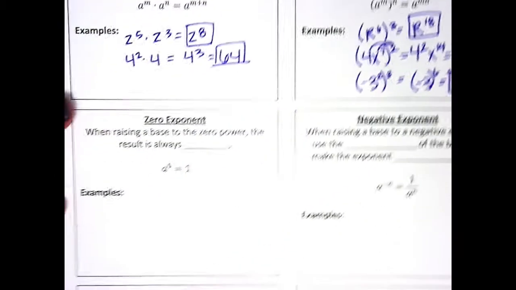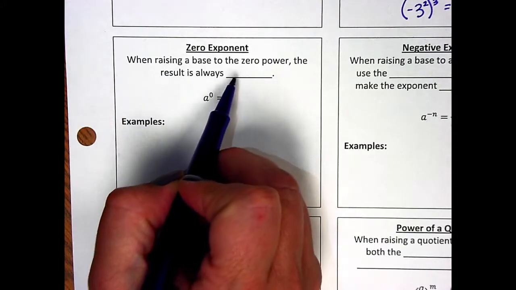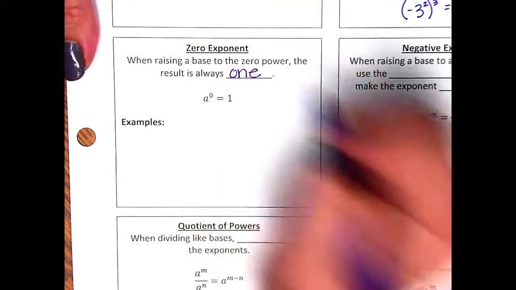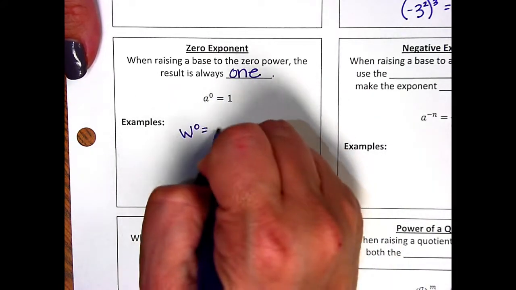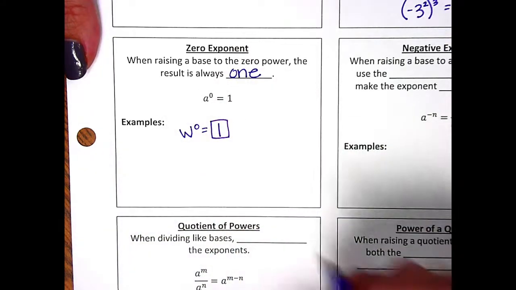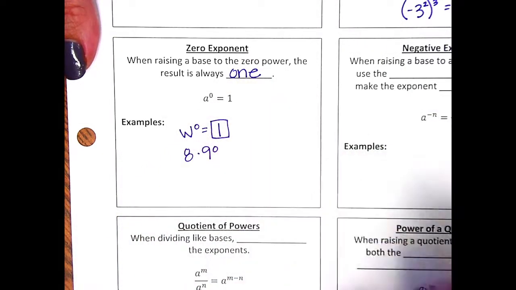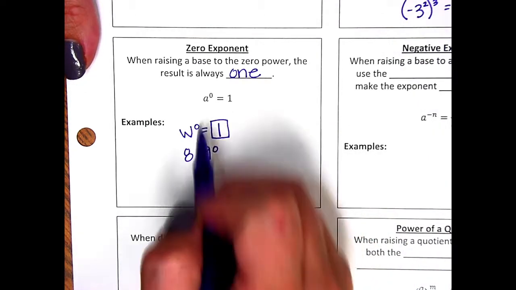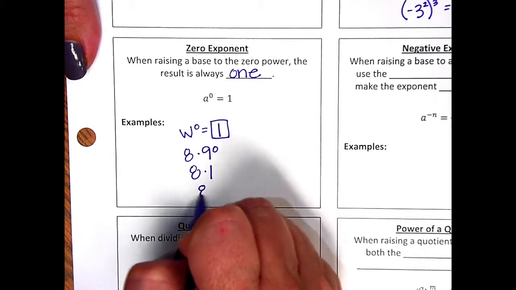Okay. We have the 0 power. So when raising a base to the 0 power, the result is always 1. So if I have w to the 0 power, my answer is 1. And then we'll have problems like 8 times 9 to the 0 power. And when we do this, you have to do the exponents first. So 9 to the 0 power is 1. So that's 8 times 1 is 8.